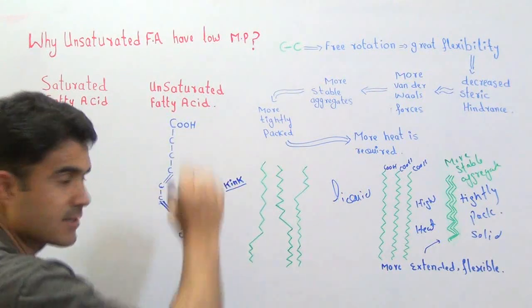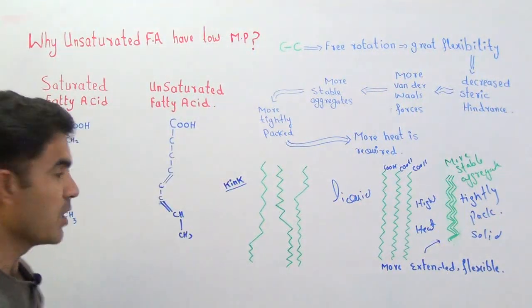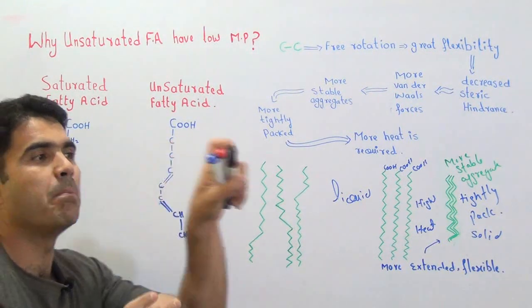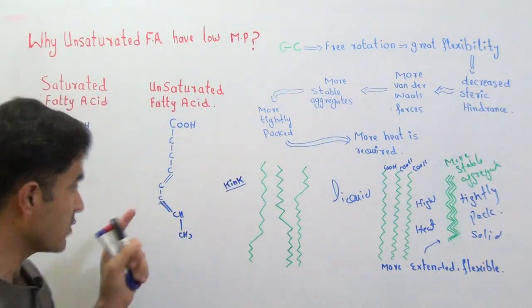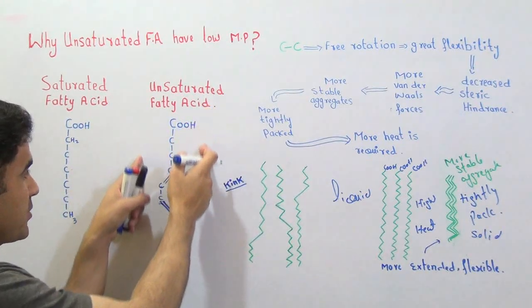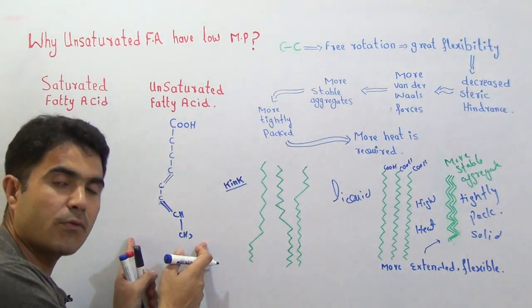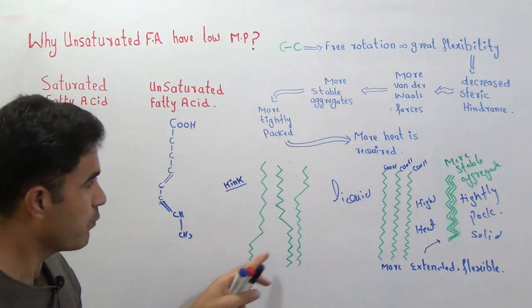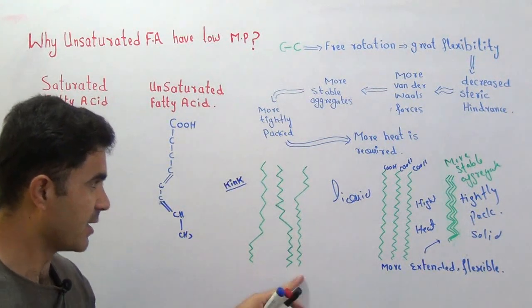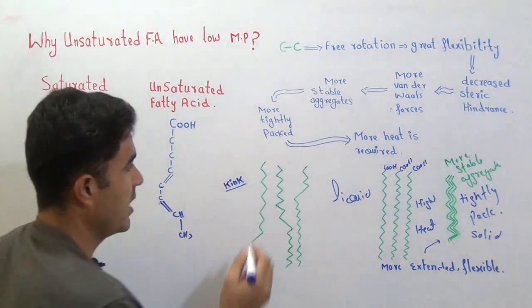So you will get such kind of molecule that will not be straight. Wherever a double bond comes, there will be a bend, there will be a kink. And now see what will happen. This unsaturated fatty acid is a single fatty acid molecule. We have some three unsaturated fatty acid molecules here. These are the unsaturated ones.